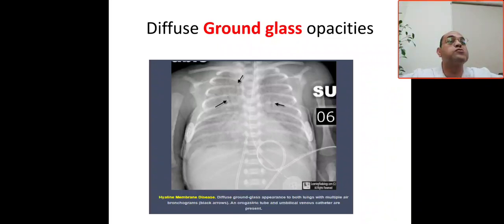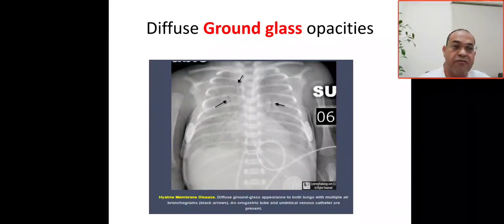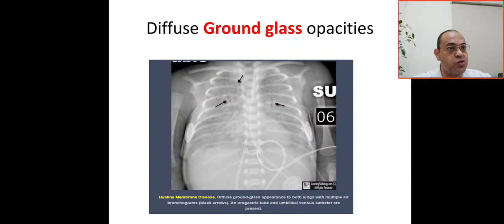You could say diffuse bilateral haziness. I cannot differentiate. This is called ground glass appearance. Only two diseases, RDS or GBS infection. You have to take history and check the natural course of the disease. By history, this is preterm, this is full term. Commonly it will be pleural effusion with pneumonia, and pneumothorax will be with RDS.